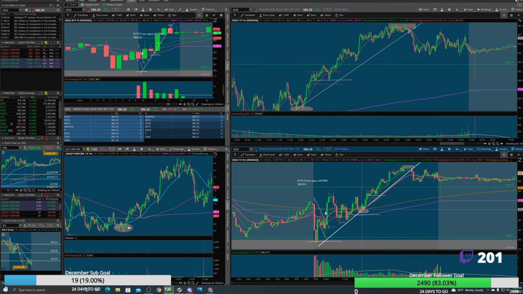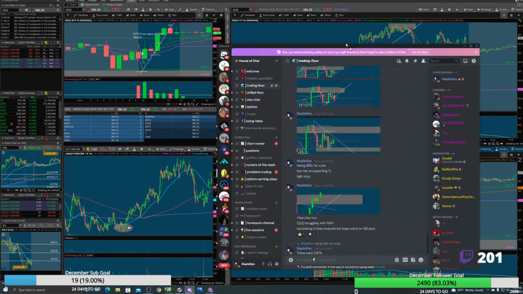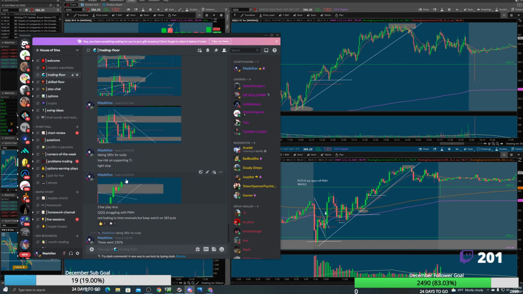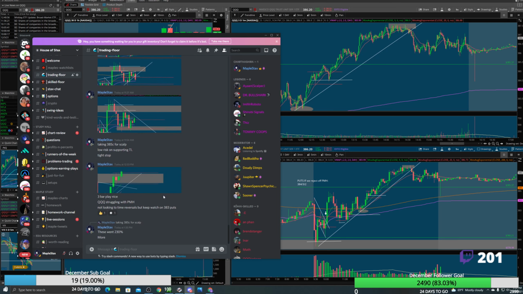1150, this area right there. Okay, so you see this highlighted, low risk on supporting trend line, no candles close below it, like we talked about. Tight stop, always a tight stop.